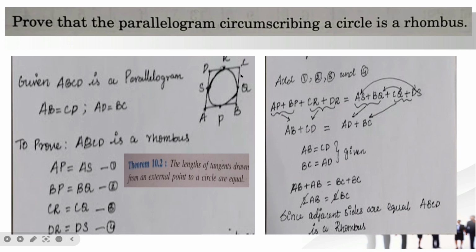AB equal to BC. If we could prove adjacent sides are equal, these were adjacent, right? These were not opposite. AB and BC are not opposite at all. They are adjacent, right? If we could prove that adjacent sides are equal, we could prove it is a rhombus. That's all, very simple. Since the adjacent sides are equal, ABCD is a rhombus. You write this and then conclude. First write what was given and then what we need to prove. Then write this proof and then proceed with this sum.